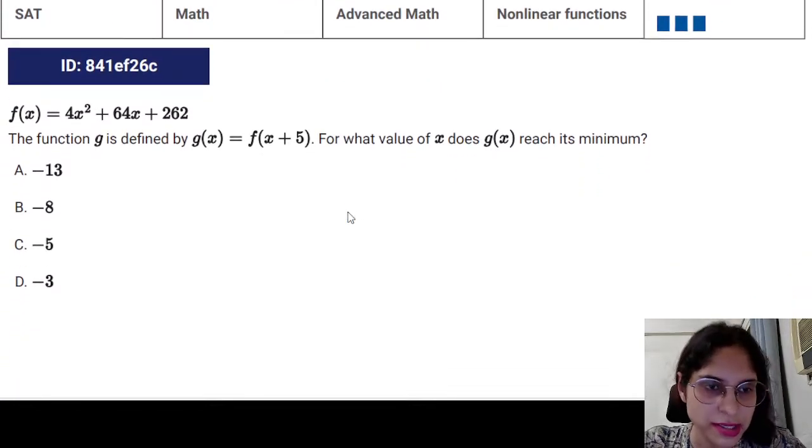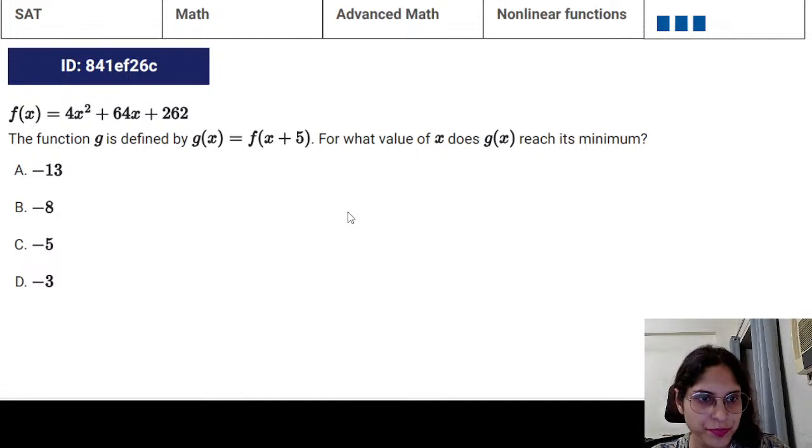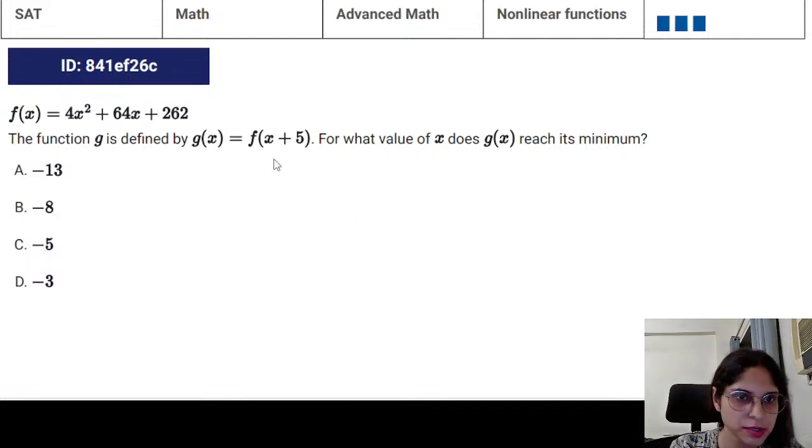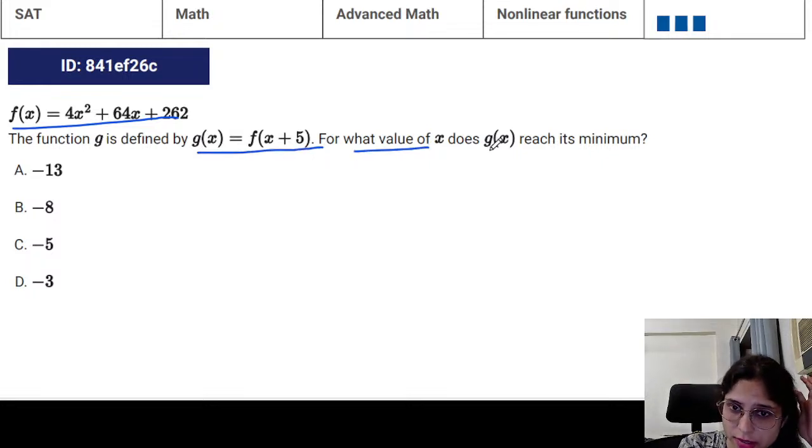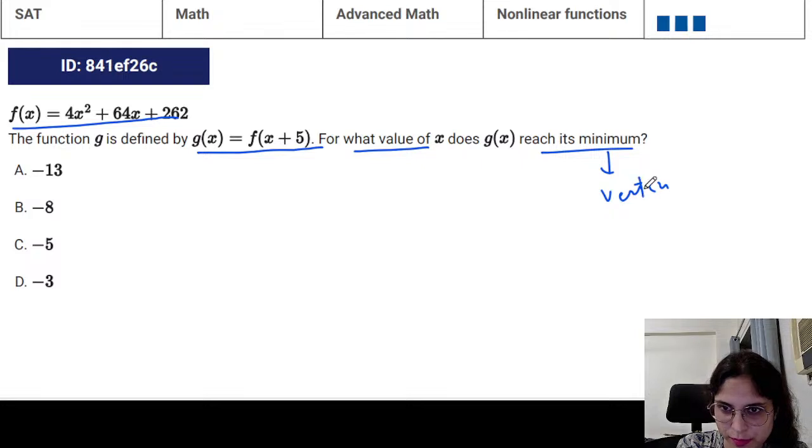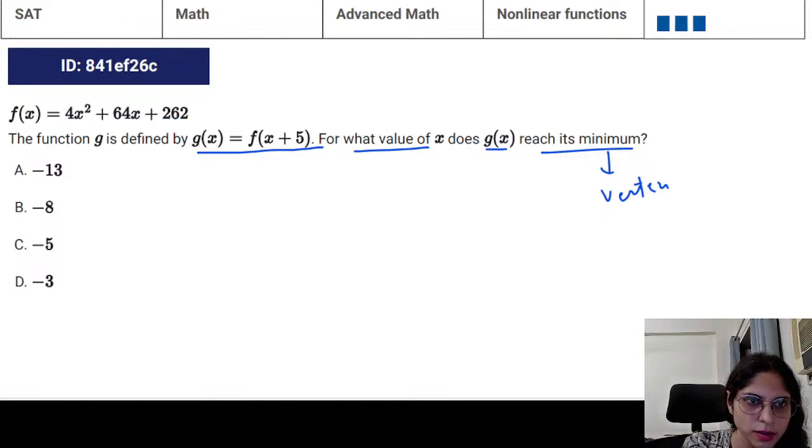4x squared plus 64x plus 262. This is f of x. The function g is defined by g of x is equal to f of x plus 5. For what value of x does g of x reach its minimum? Minimum means we're talking about vertex. We're talking about g of x. This is a straightforward Desmos question. But let me show first how we can do it without decimals.